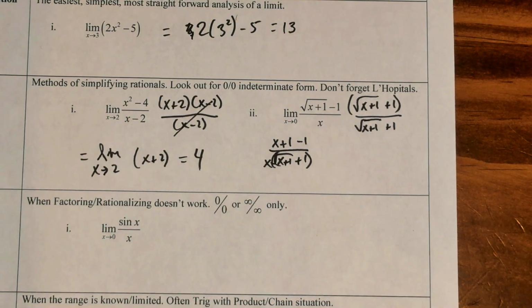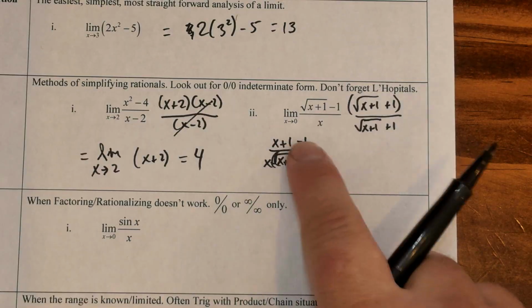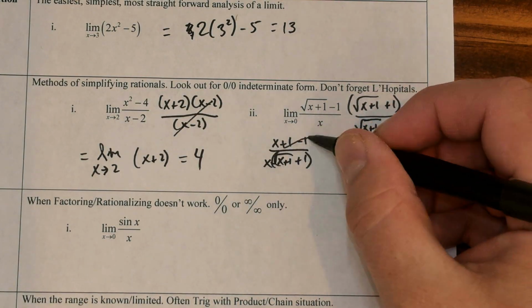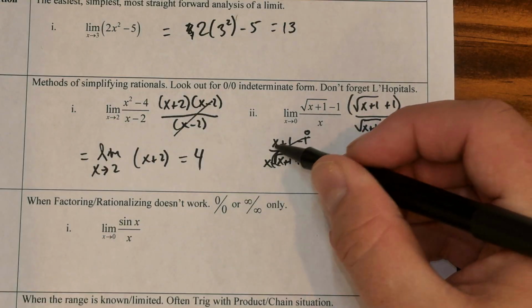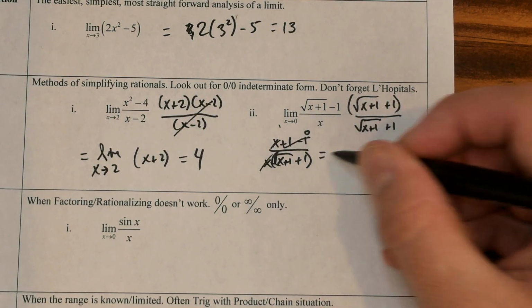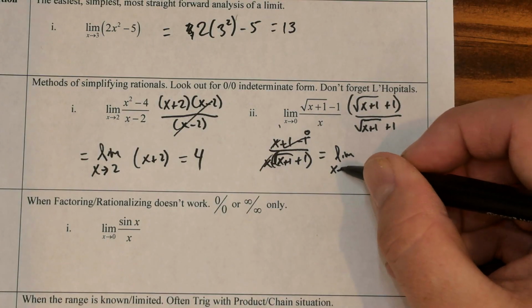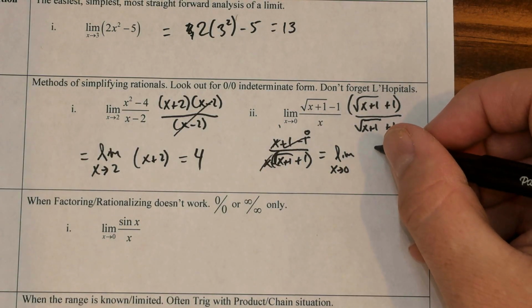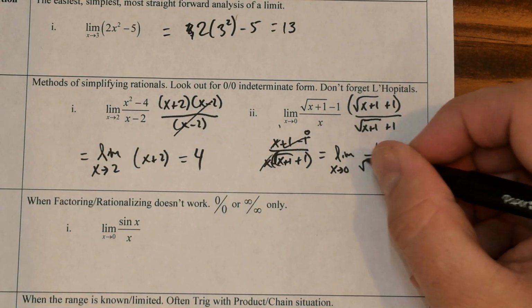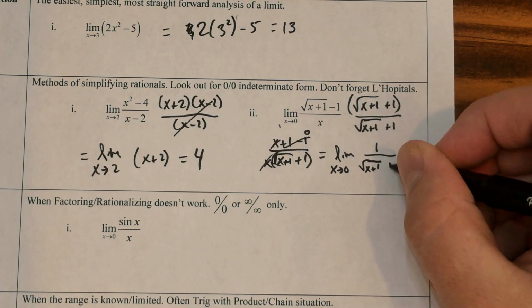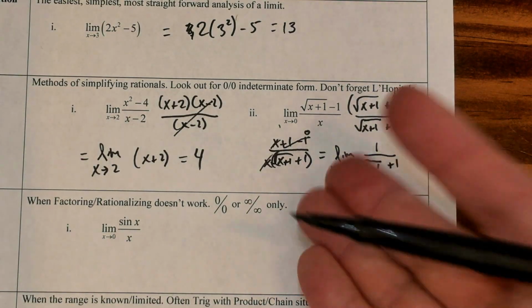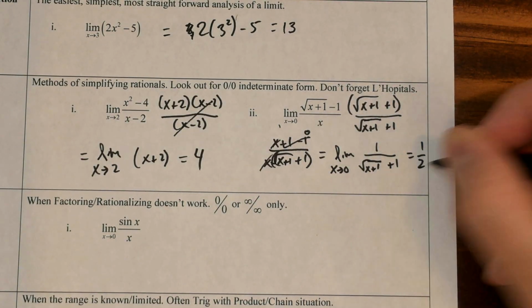I'm just going to leave them because I'm hoping to factor out the x, which does end up happening, right? This plus 1 minus 1 becomes 0. This x over x becomes 1. And so this limit is then equal to this, which I can then evaluate at 0 to get 1/2.